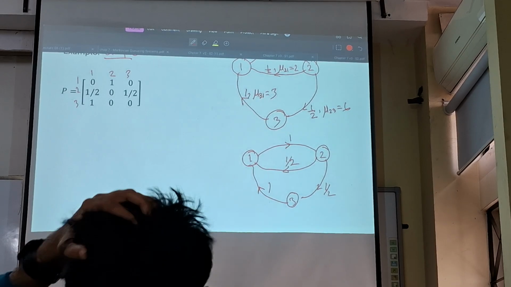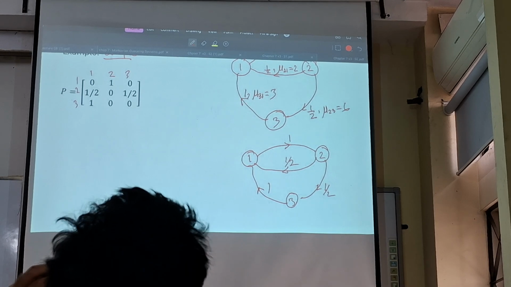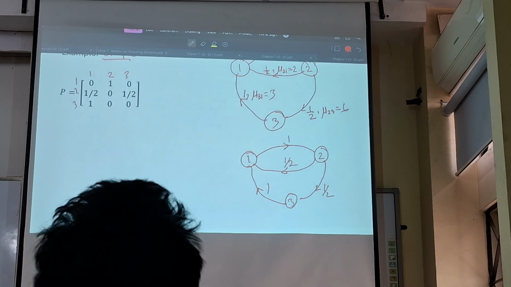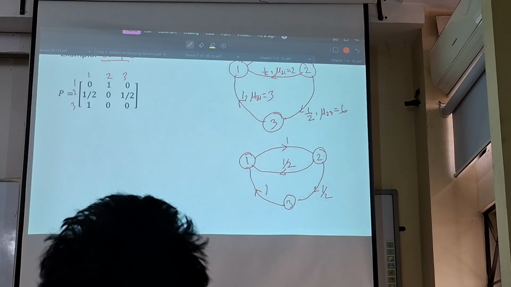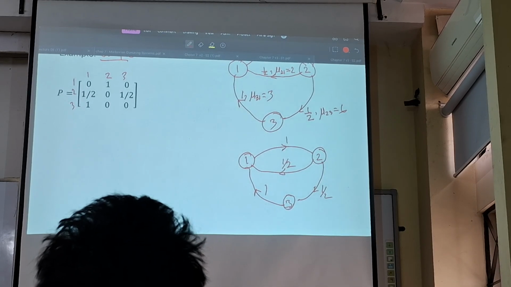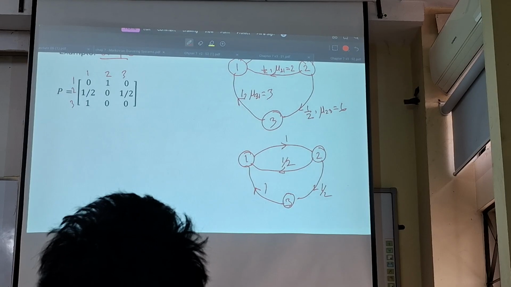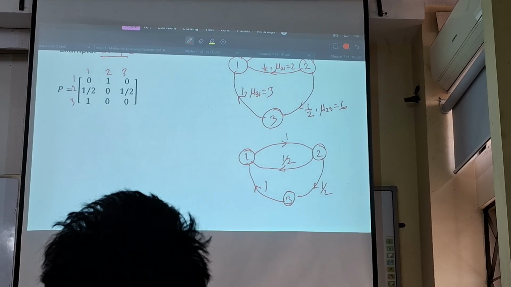All states communicate. Yes, from 1 we can go to 2, and from 1 we can go to 2 and then 3. So from 1 we can go to 3. From 2 we can go to 1, from 2 we can go to 3. From 3 we can go to 1, and from 3 we can go to 2 by going through 1.